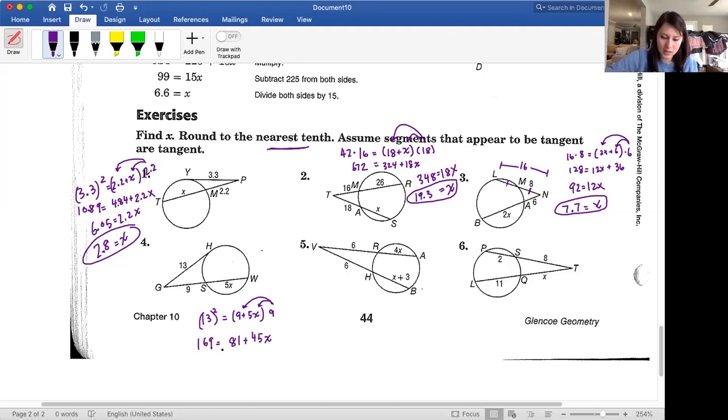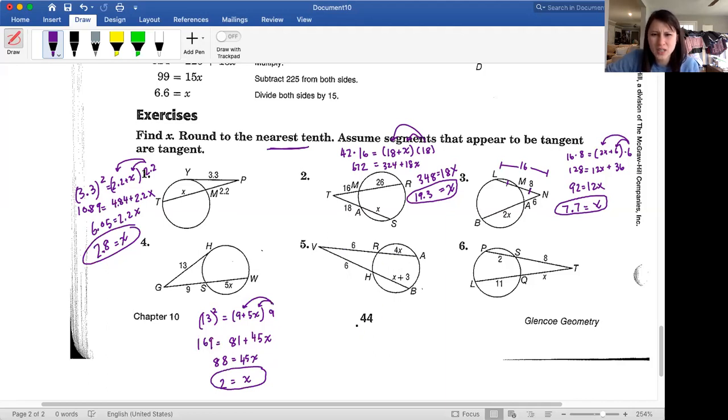So subtract 81 from both sides. 88 equals 45x. And then divide by 45. And your answer is like 1.95. Rounded to the nearest tenth is about 2. So x equals 2.